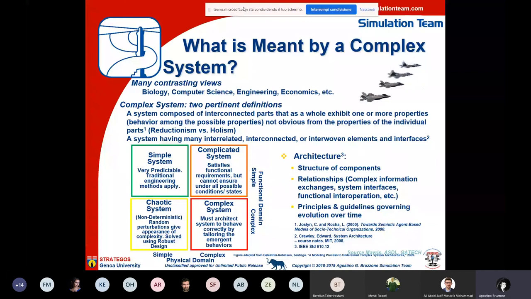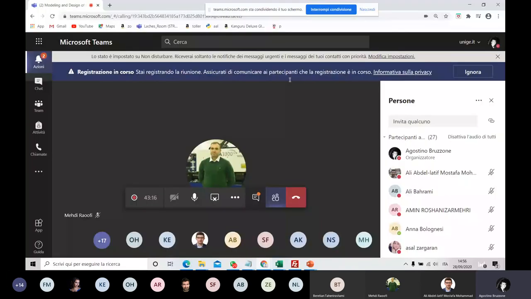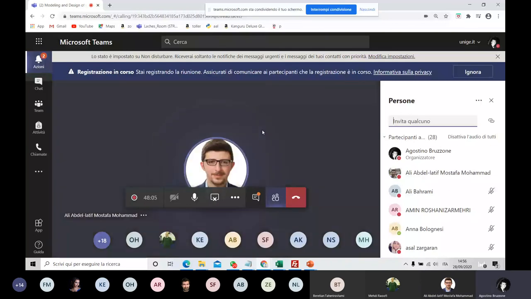Let's take a terminal container, okay? Let's move to the class, okay? Who can I address? Ali, Abdel Latif, Mostafa, Mohammed, are you there? Yes, professor. Okay, let's consider that we have a terminal container. Do you know what a terminal container is, Ali? Yes, yes.